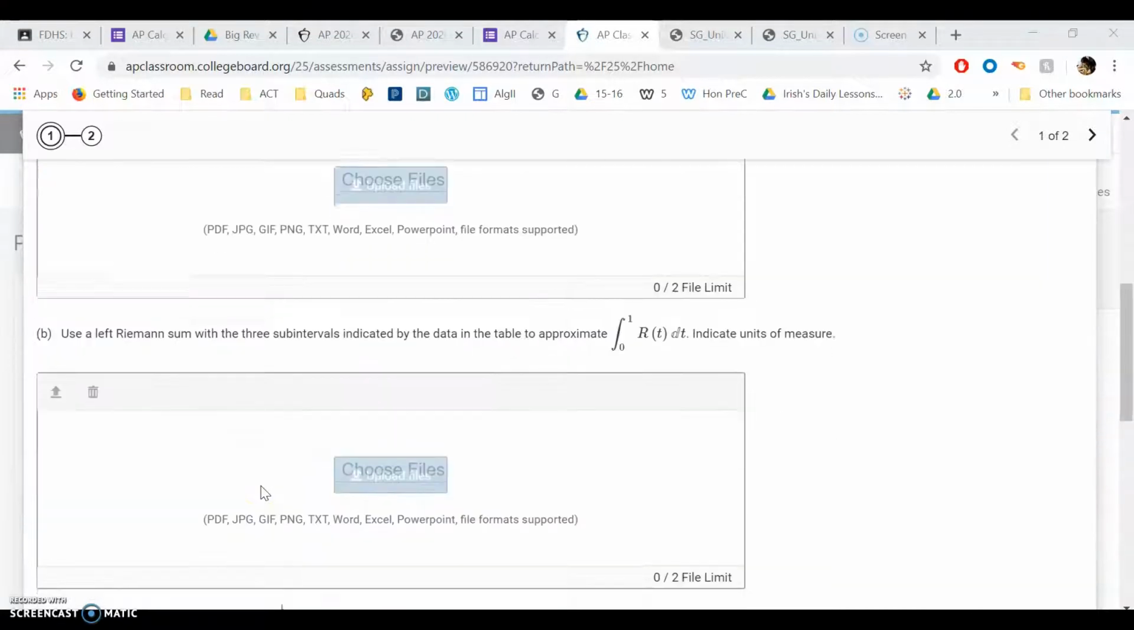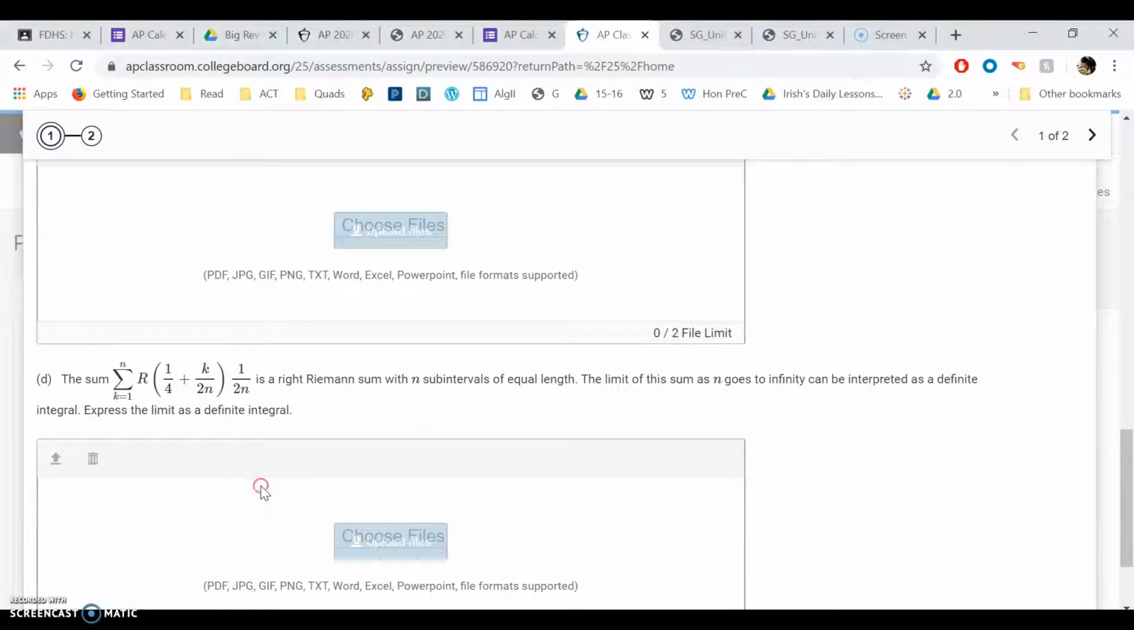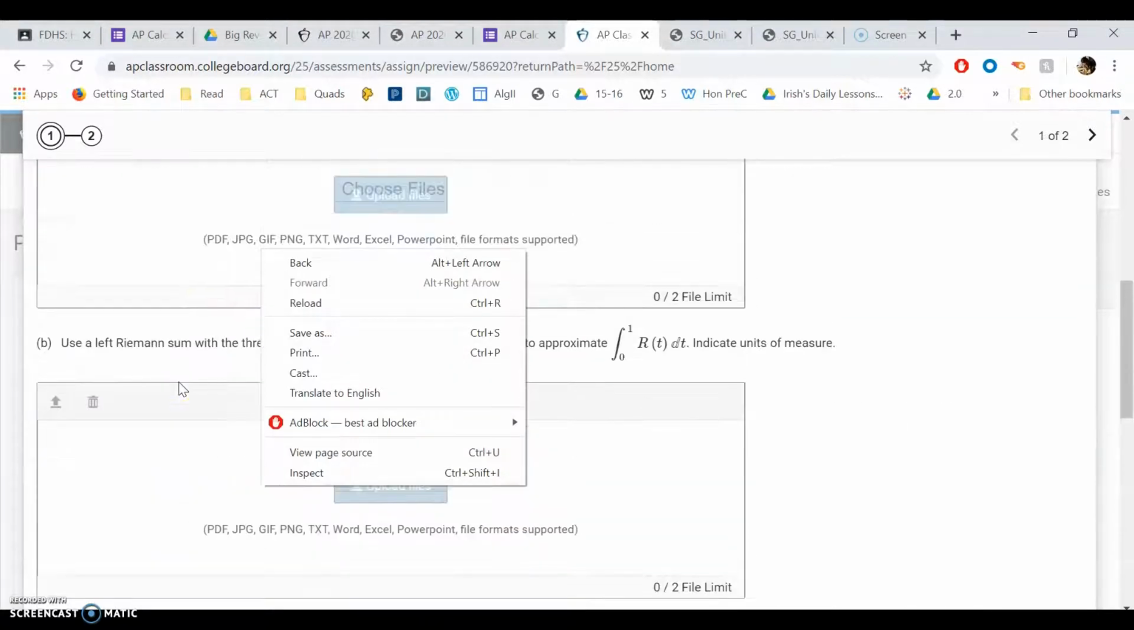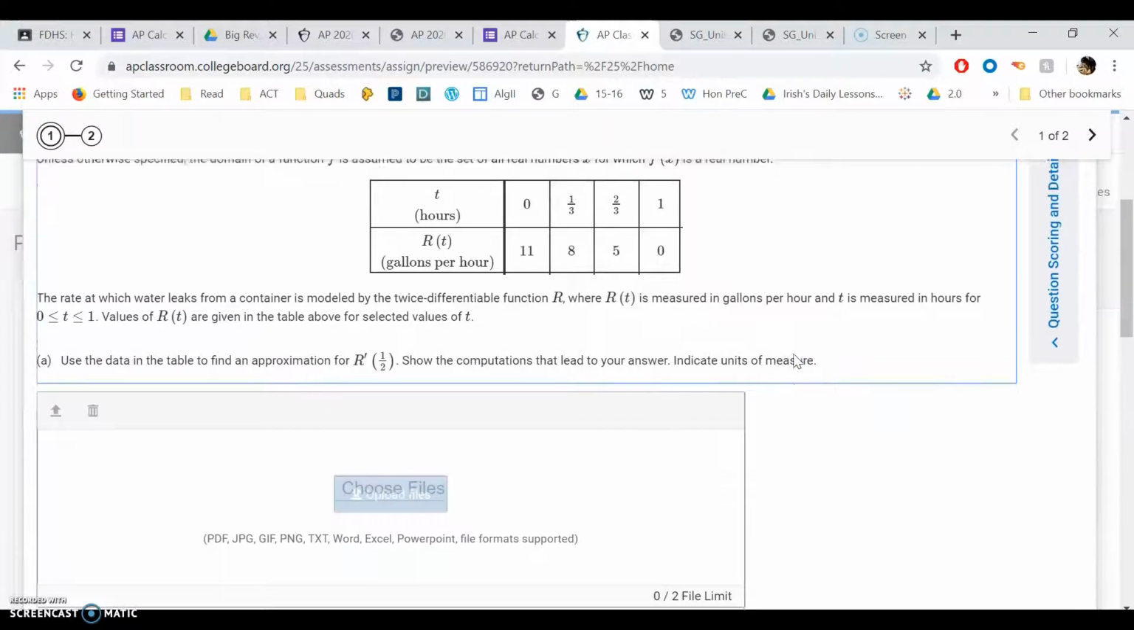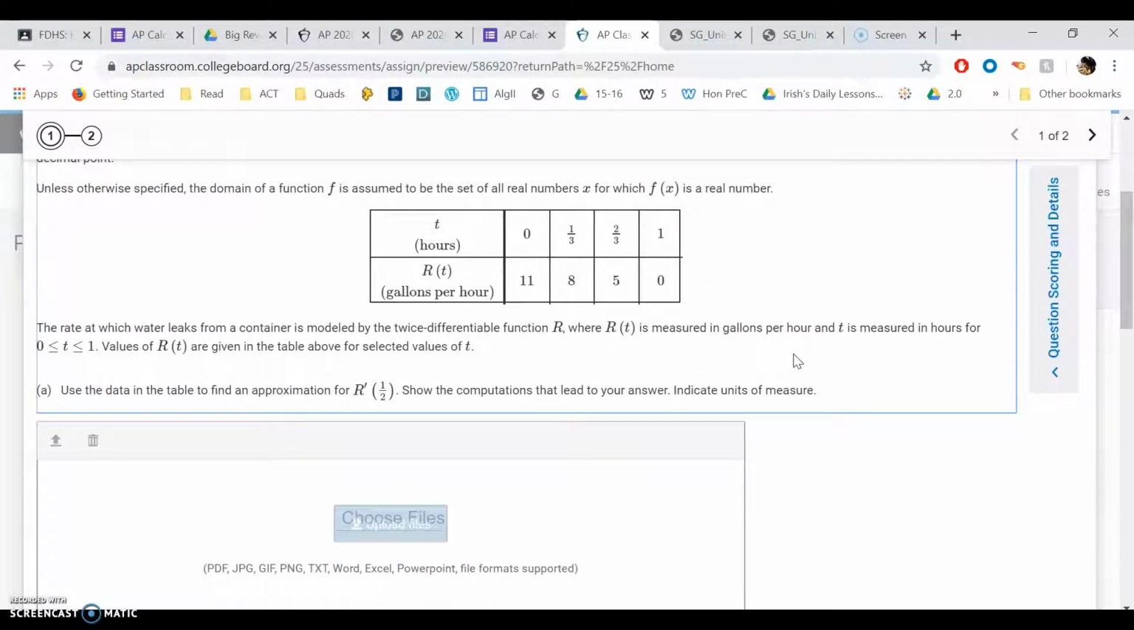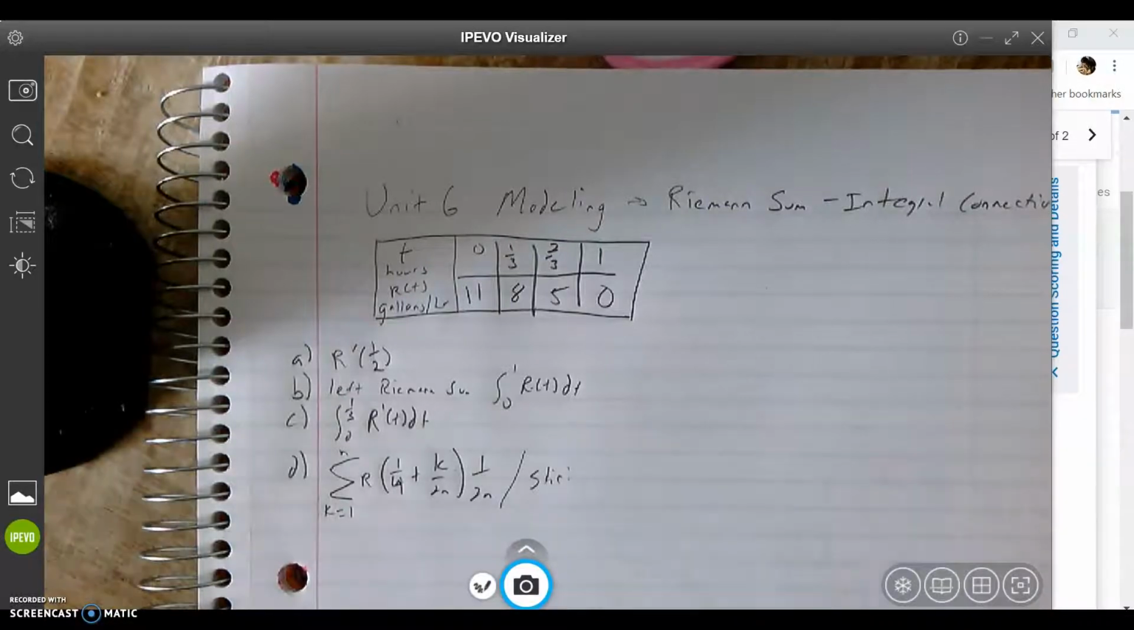So I'm going to do A, B, and C here. For D with the sum, ignore that right now. We're going to do A, B, and C, okay? So do your best to do A, B, and C. Try on your own. Ready, set, go! All right, let's check it out. So let's do easy. Try it out.